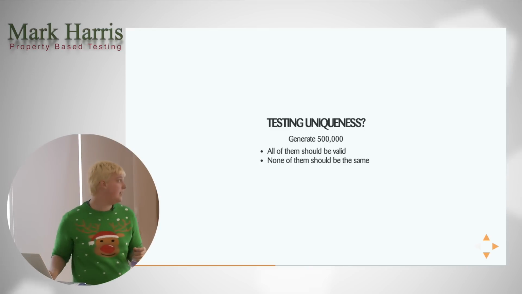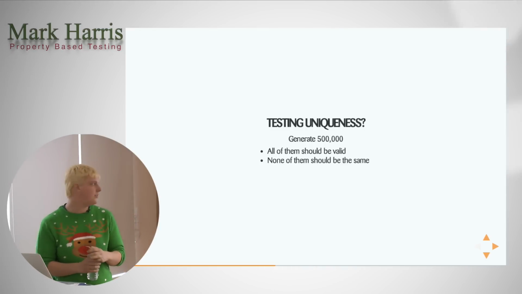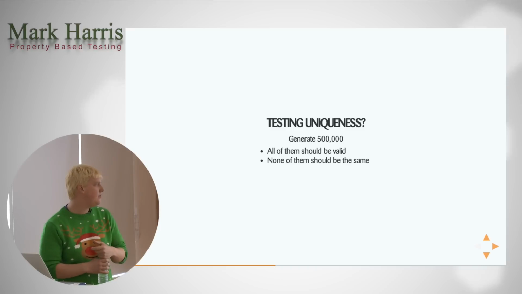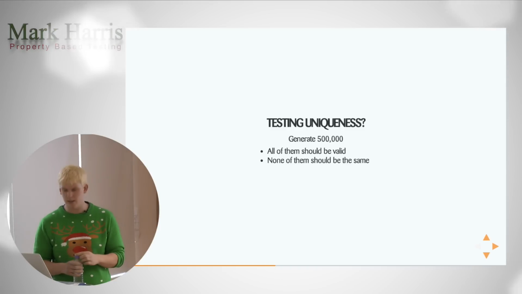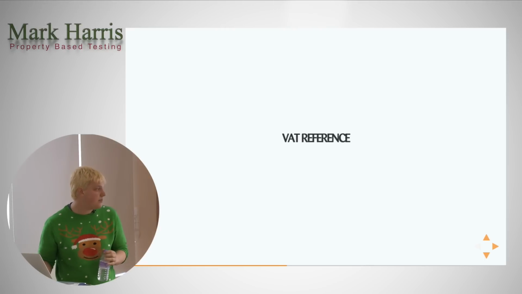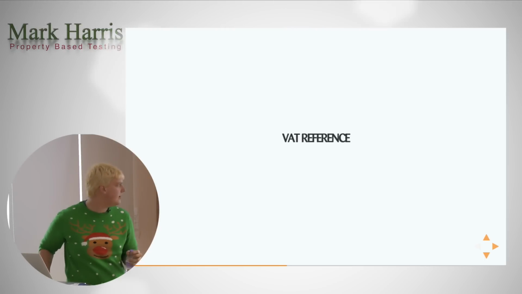So we wrote a property test. We generated 500,000 of the things. We said all of these things should be valid tax identifiers, and none of them should be the same as each other. And then we were confident that our performance tests weren't repeating the same user.